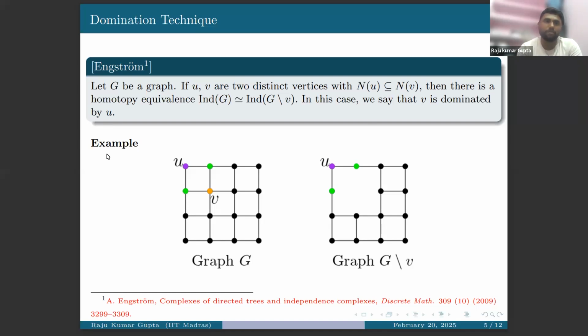For this situation, we have an example with this grid graph, where we can see that the adjacent vertices of this purple vertex u, which are the green vertices, are also neighbors of this orange vertex v. So we can remove v from this graph and obtain a new graph with fewer vertices, keeping the homotopy type of the independence complex the same for both graphs. And now one can proceed with this newly obtained graph with fewer vertices.